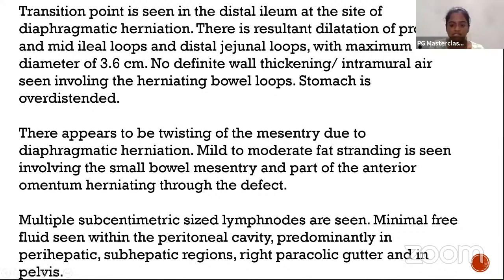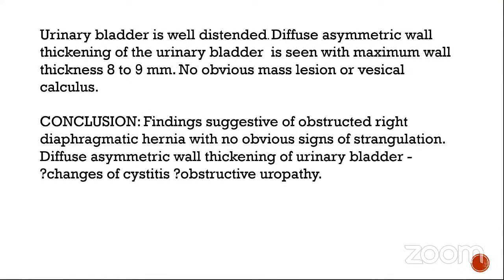Multiple subcentimetric size lymph nodes were seen. Minimal free fluid was seen within the peritoneal cavity, predominantly in the perihepatic, subhepatic regions, right paracolic gutter, and in the pelvis. So whenever they say there is fluid seen, what do you mean by fluid is seen? Normally in any hernia, fluid is not seen. So what does it suggest if the fluid is seen?